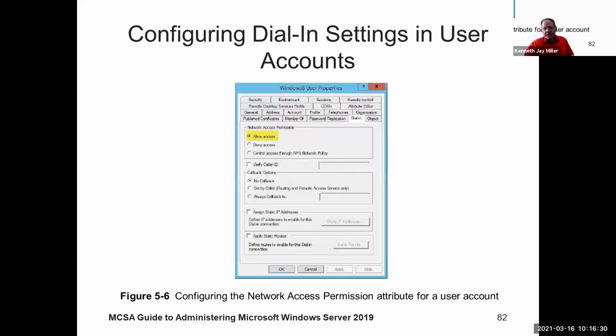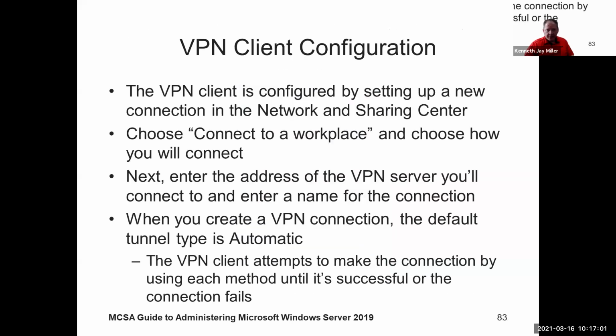So here's using dial-in access. In Active Directory, we have our user accounts, and we can click on the dial-in tab, and then we can either allow, deny, or control access through the NPS network policy. And we can set up dial-in there. So if you're going to use dial-in, you have to enable that. Otherwise, the user will never authenticate.